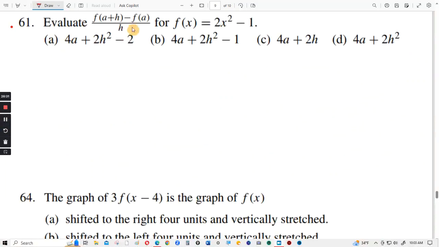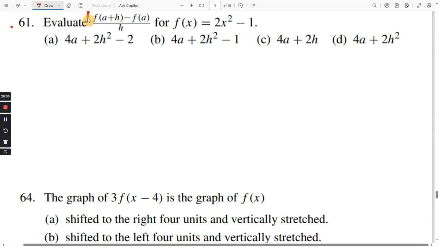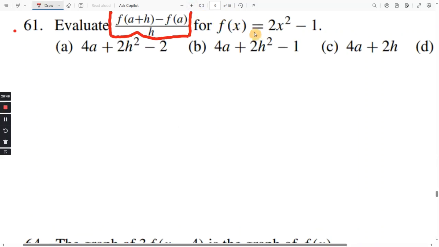(61) Evaluate this for this function here. This right here is actually Newton's quotient. Okay, I won't write Newton's quotient on the test. I'll give you this actual formula. But this is the function right here. f of x equals 2x squared minus 1. So f of a is easy because you're just plugging in a in place of x. But f of a plus h, we might as well do that part separately.